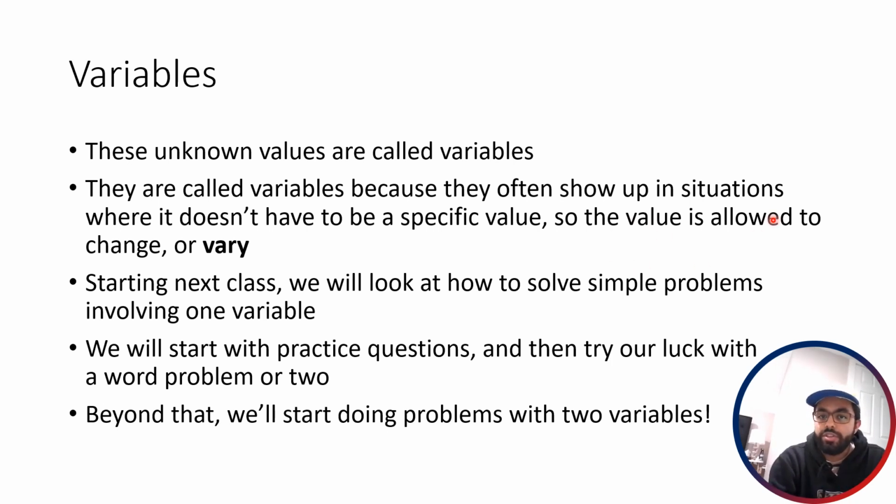Or the value is allowed to change, just like it'll change from student to student with the marks on the test, right? Student A got 30 marks, student B got 40 marks, student C got 45 marks, so it'll change. So another word for change is vary, and that's where you get variables, right? So the number is allowed to vary. It doesn't have to be a specific number. It's allowed to change. It's allowed to vary. So it's a variable.